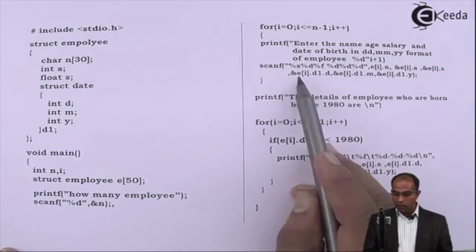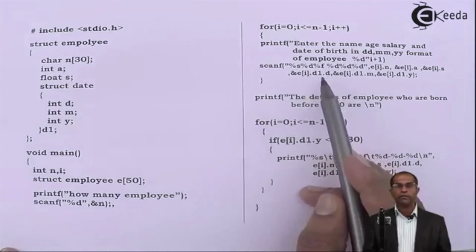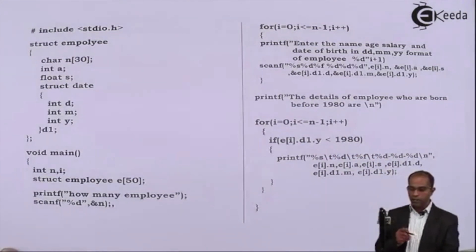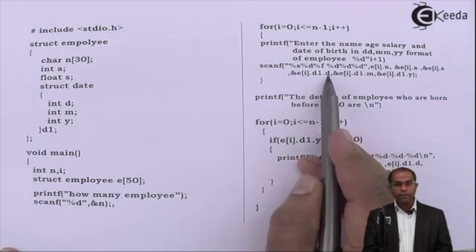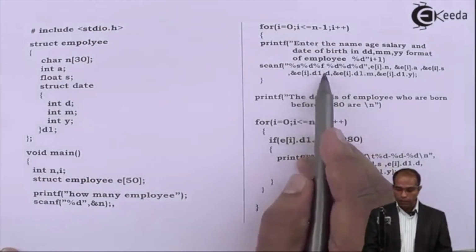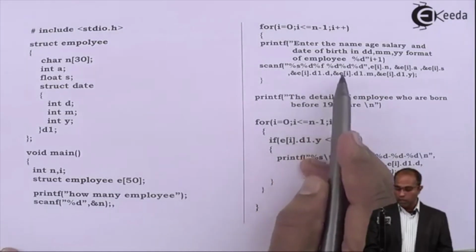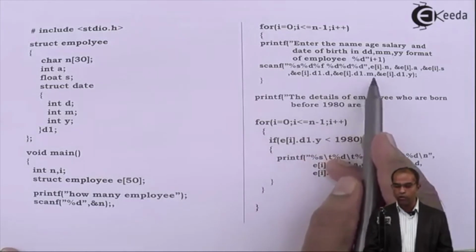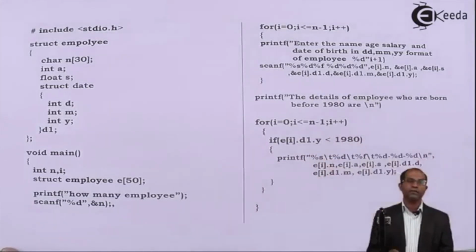Then, for the date of birth, I'll have 3 members. That is date, month and year. So, date is a d and that belongs to d1 and that belongs to e of i. So ampersand of e of i dot d1 dot d. Ampersand of e of i dot d1 dot m. Ampersand of e of i dot d1 dot y.